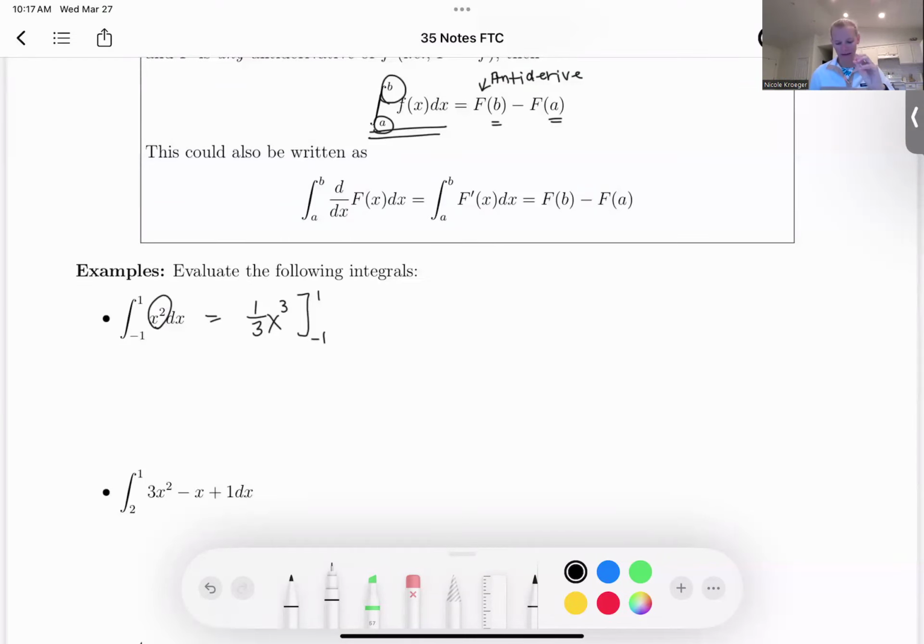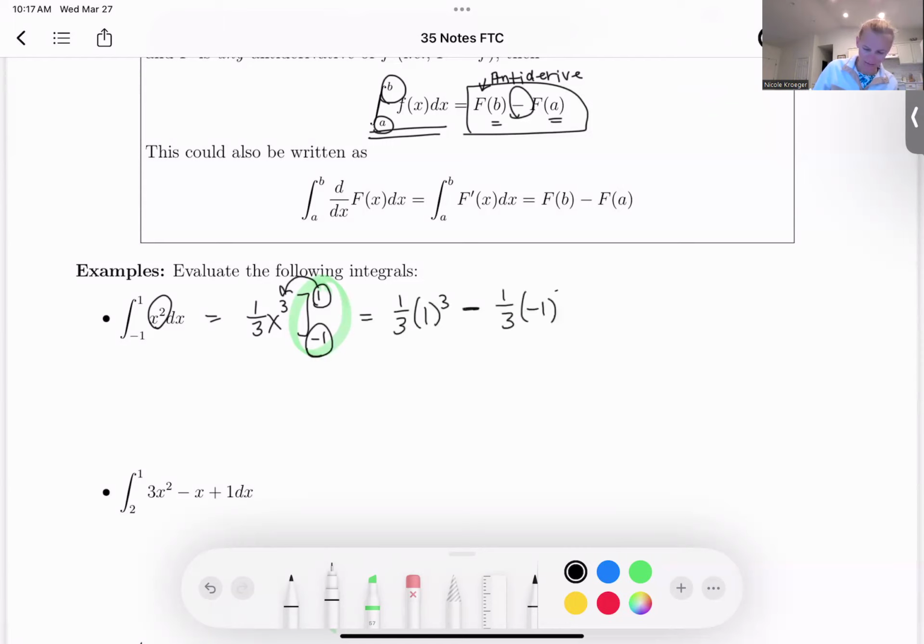The reason I'm no longer writing the integral sign is because we have anti-differentiated, so we no longer need the integral, but we still need to evaluate at these values. So that's what this is telling us. And so now the theorem up here tells me to plug the 1 in first. So I'm going to plug in the 1 for my x's. So I get 1/3 times 1 cubed, and then I'm going to subtract what I get when I plug -1 in. So 1/3 times -1 cubed.